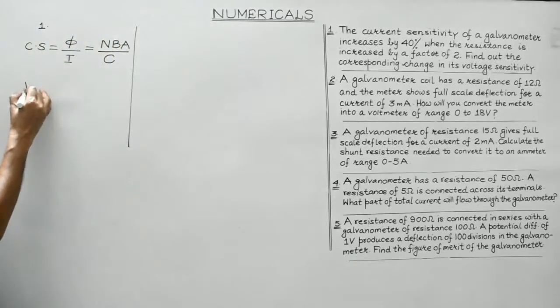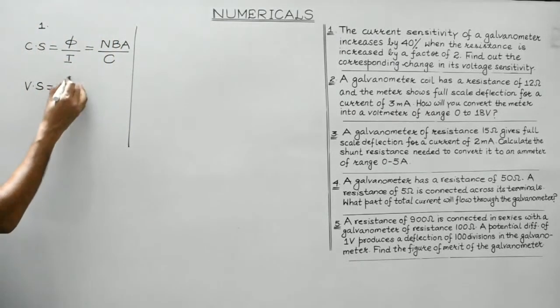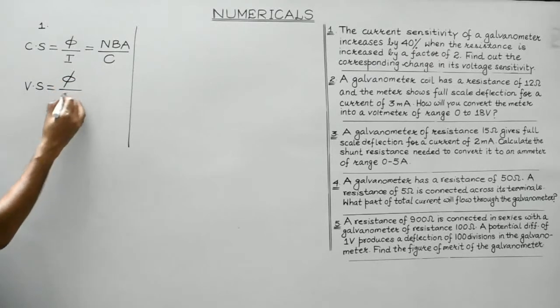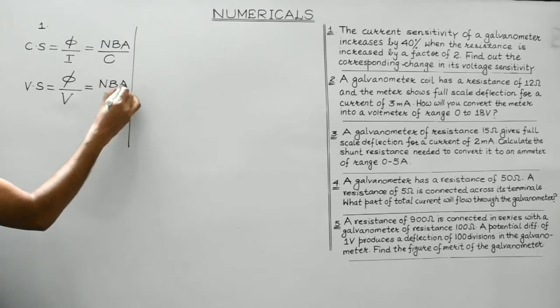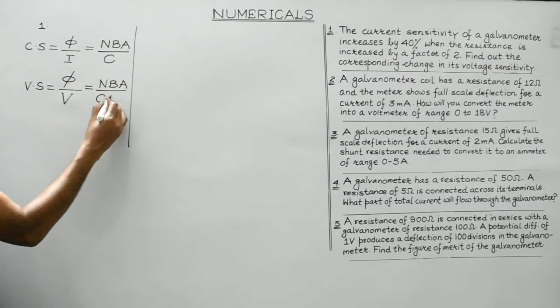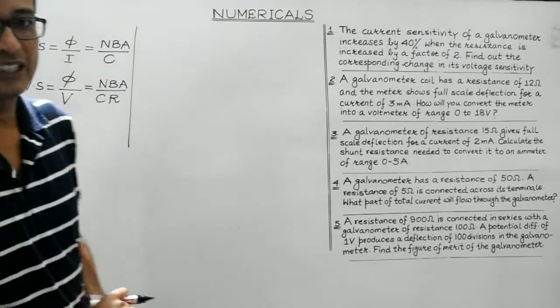And students, what about the voltage sensitivity? It is the deflection produced in the coil per unit potential difference applied across its ends. And it is given by NBA divided by CR. R is the resistance offered by the coil.